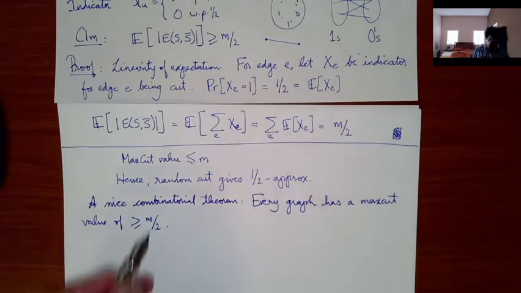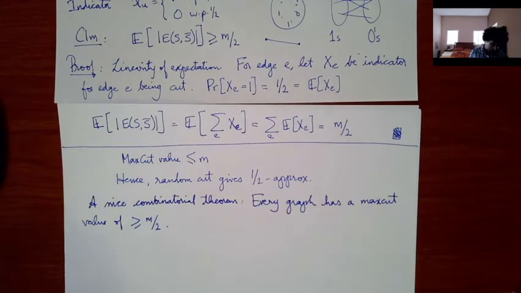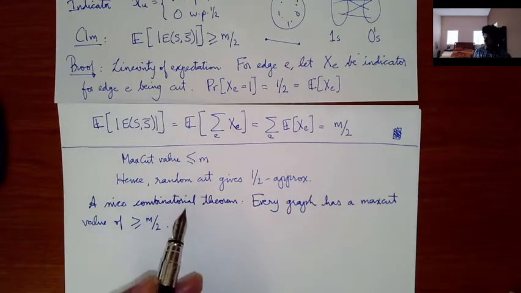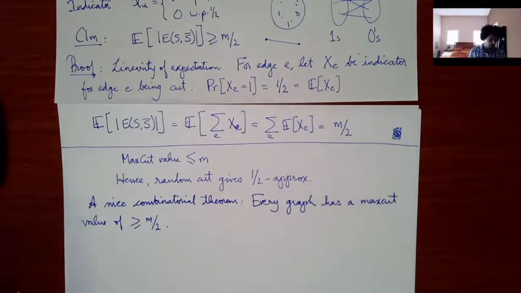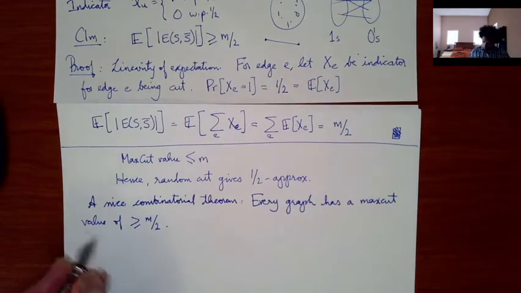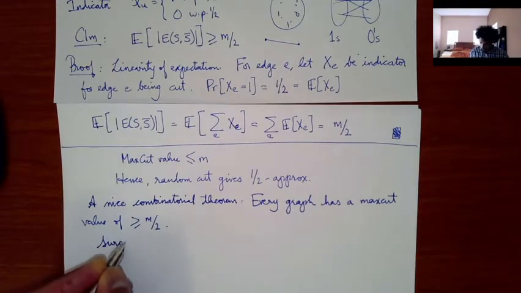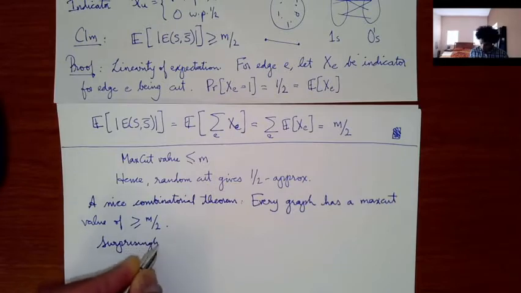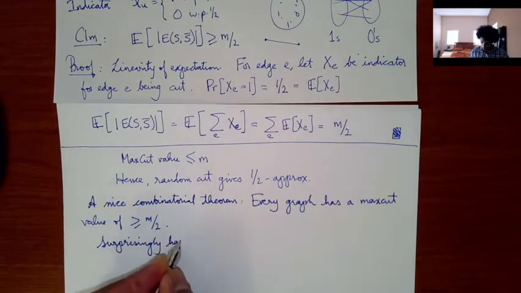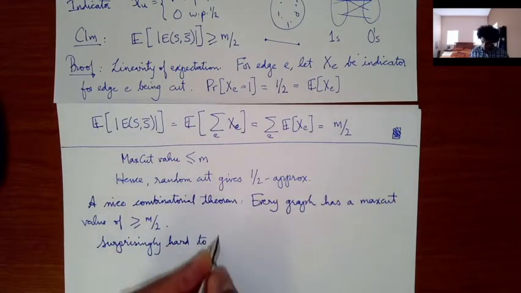And this is a very simple half approximation algorithm. This is a randomized algorithm. It can be made deterministic, and I'll probably give some exercises about that. But we have this very simple half approximation algorithm. It is surprisingly hard to beat a half.